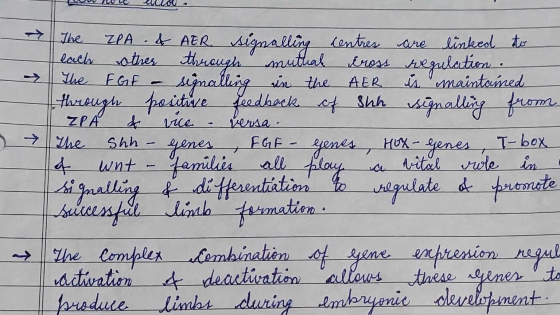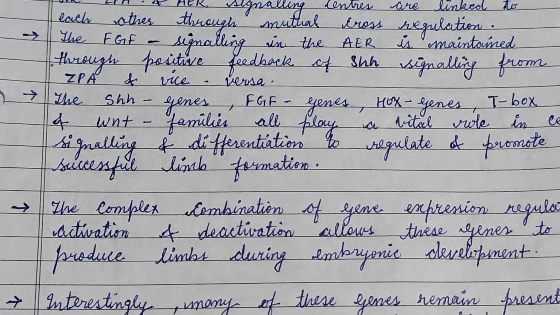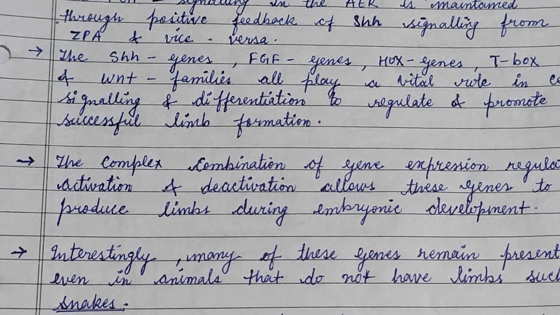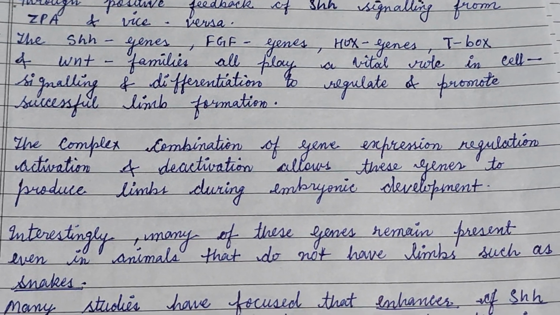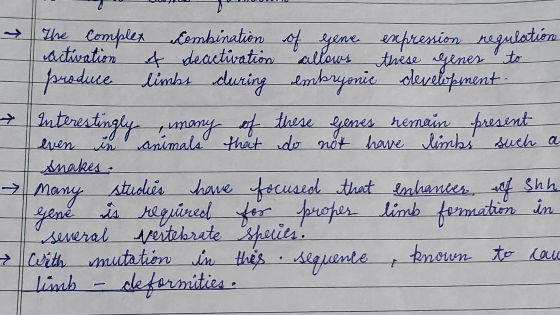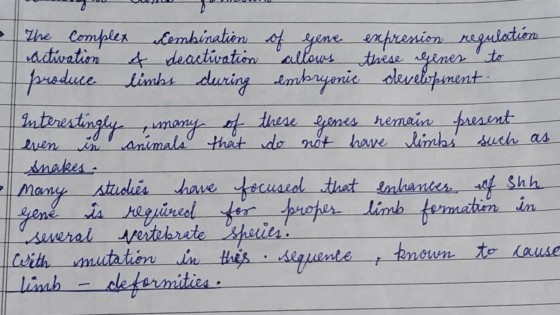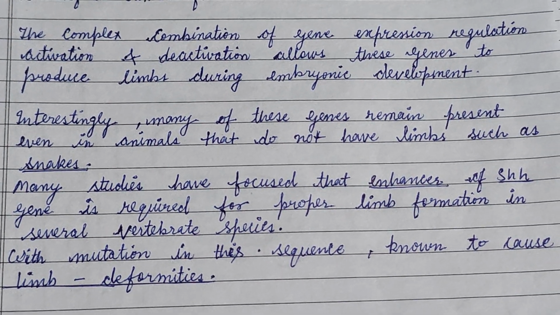The ZPA and AER signaling centers are linked to each other through mutual cross regulation. Many gene expressions, like the SHH gene, FGF, Hox genes, TBX, and WNT families, all play a vital role in cell signaling and differentiation to regulate and promote successful limb formation. Many studies have focused on the enhancer and the SHH gene, the sonic hedgehog gene, which is required for proper limb formation in several vertebrate species.